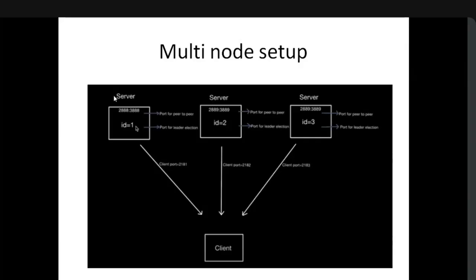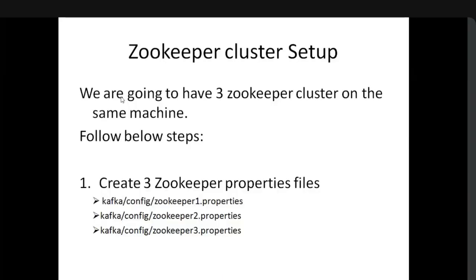Third thing is you have to assign 2 internal ports to each zookeeper node so that they can participate in leader election and communicate with other zookeeper nodes. And obviously we always configure the log directory in the zookeeper.property file, so that will also be there. So that is the information.